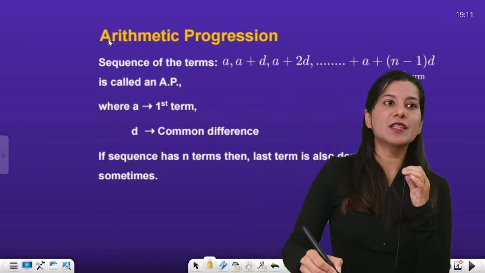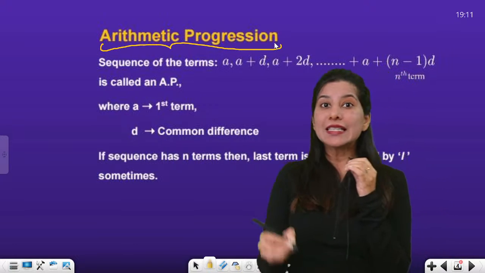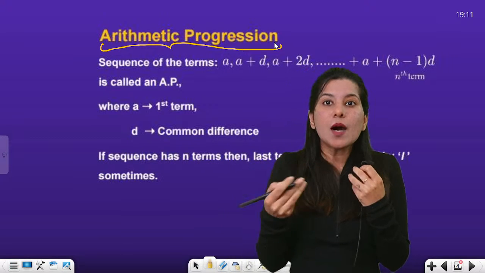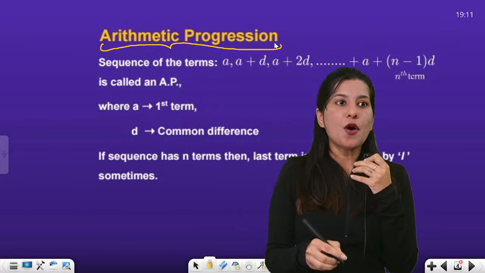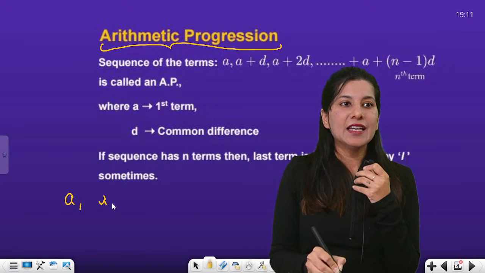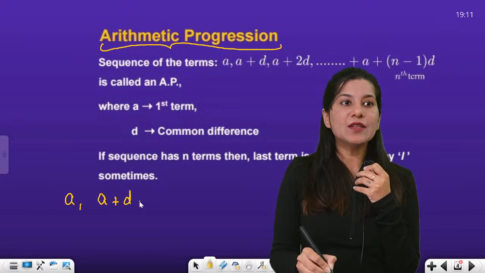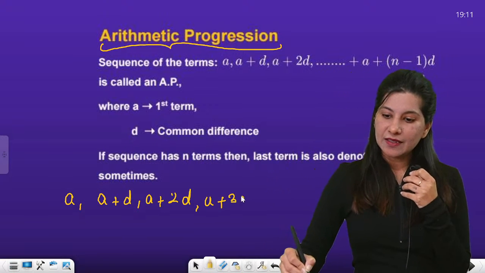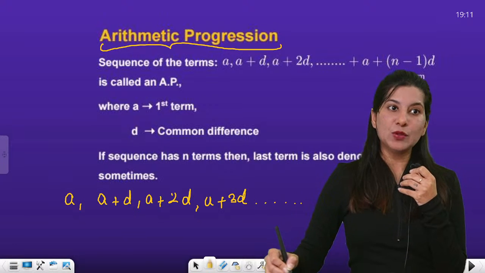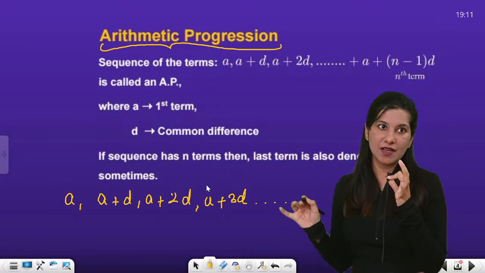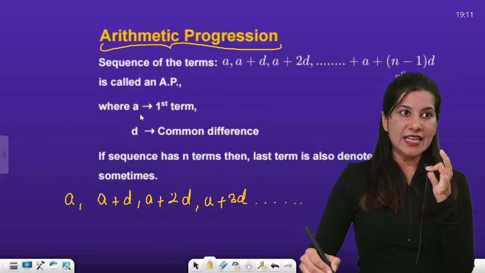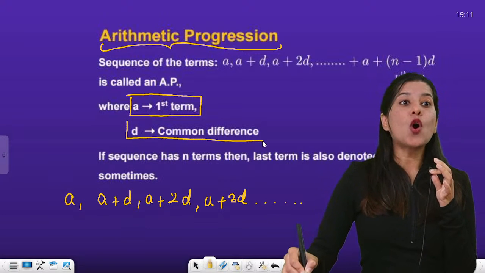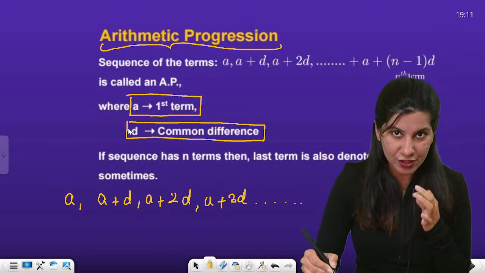So first of all, arithmetic progression. What is arithmetic progression? Let us understand. The standard appearance of the arithmetic progression is A, then A plus D, then A plus 2D, A plus 3D, and all the way up to the last term. This is how your AP, arithmetic progression, looks like. Here A is called your first term and D is called the common difference of the arithmetic progression, right?